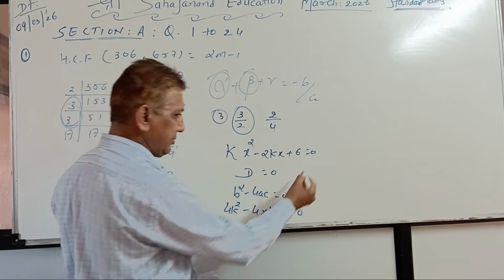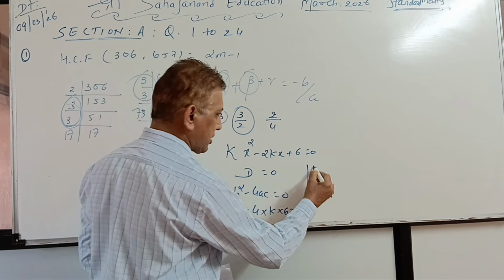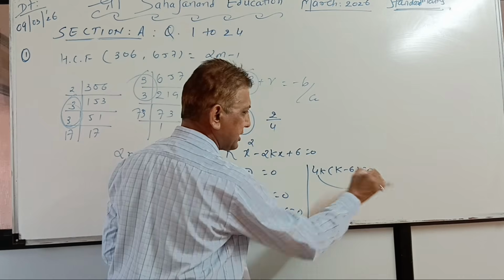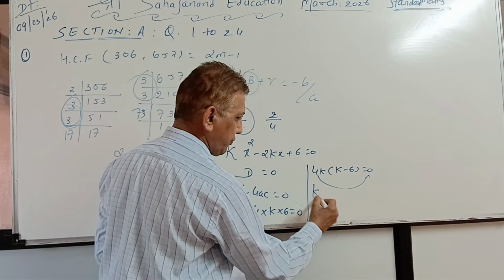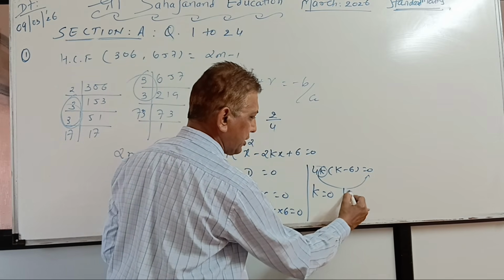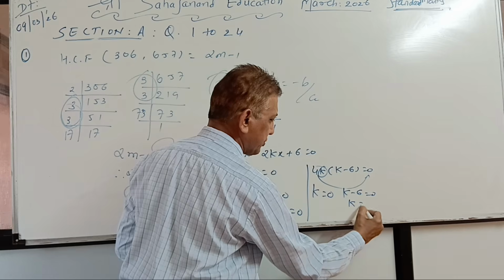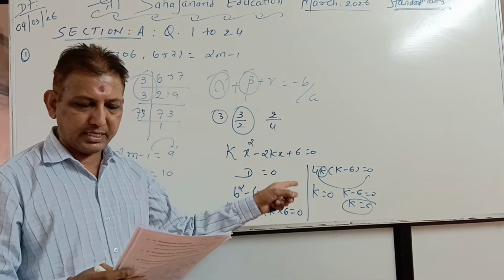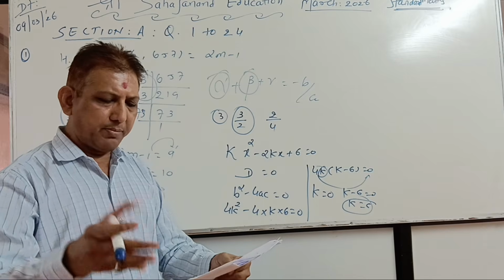Now 4k common. In a bracket, k minus 6 equal to 0. Take the division by 4, so 0. So k equal to 0, or k minus 6 equal to 0, k equal to 6. In our options 6 is given. So the answer is 6. Fifth number is very easy.